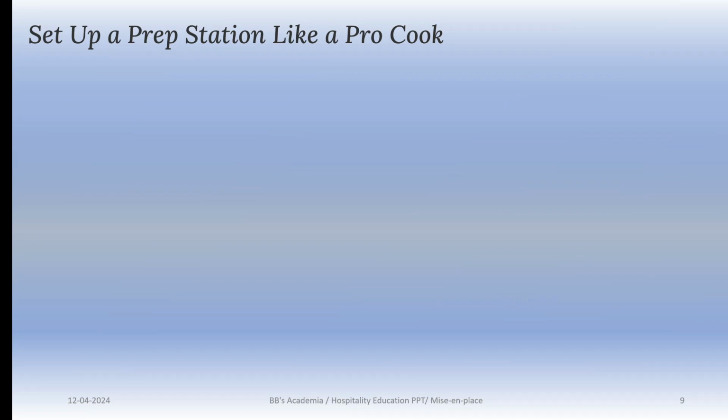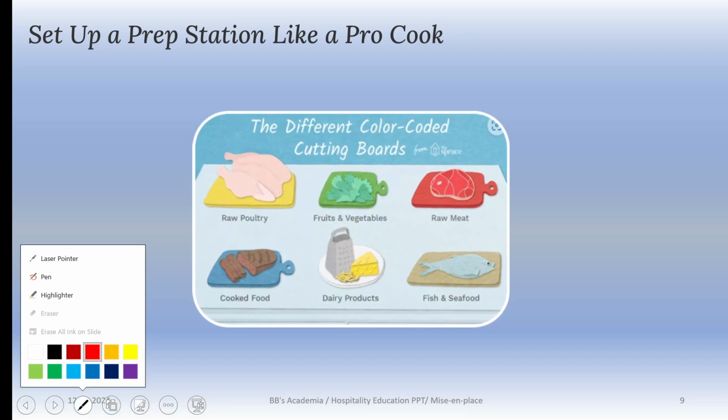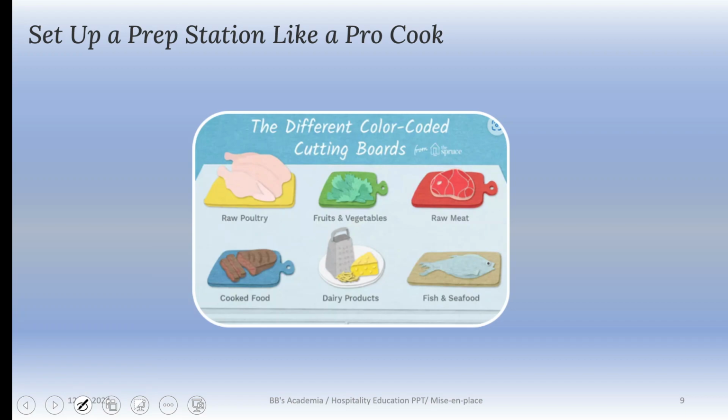Now set up a prep station like a pro cook. Let's try to visualize this. Here you can see that different color-coded chopping boards are to be used. For raw poultry, the yellow chopping board. For fruits and vegetables, the green chopping board. For red meat, raw meat, this red chopping board. For any cooked food you have to slice or cut further, like roast chicken you may have to cut and fabricate, you need a blue chopping board. For any kind of dairy products, you have a white board.